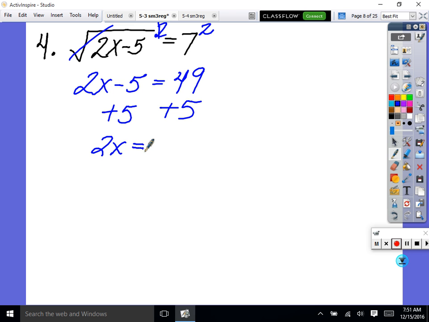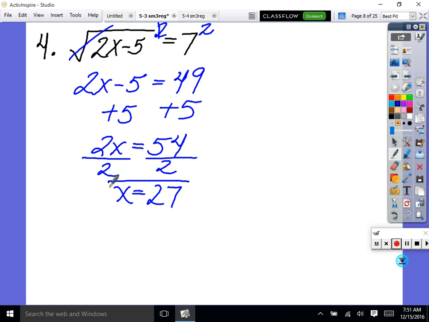2x equals 54. Then we'll divide both sides by 2. What is 54 divided by 2? 27. You're right. Now let's check our solution.